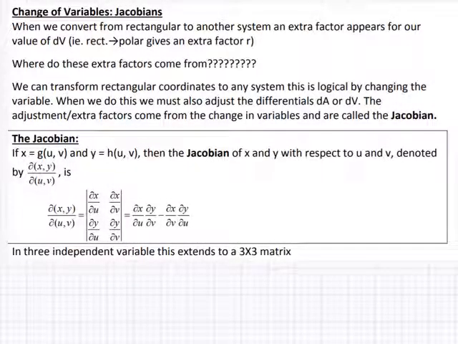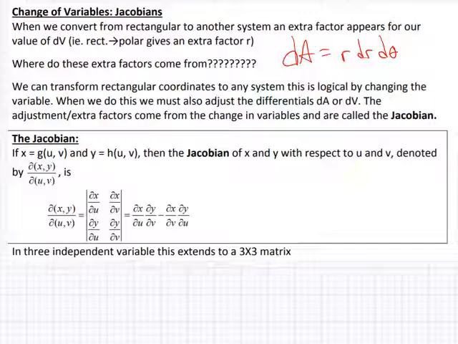So we've seen the change in variables from rectangular to polar, rectangular to cylindrical, and rectangular to spherical. And when we've done that, what we've seen is that when the differential, the dA or the dV, has to change over, we end up getting an extra factor in there. Like in polar, we have an extra r as our factor. So we say that the dA is r dr d theta.